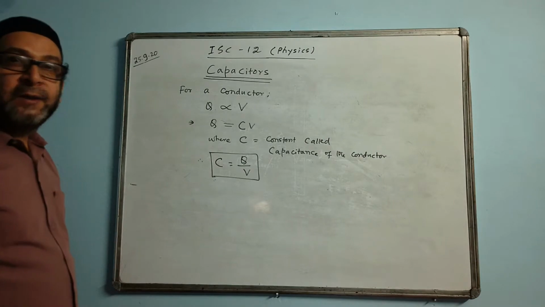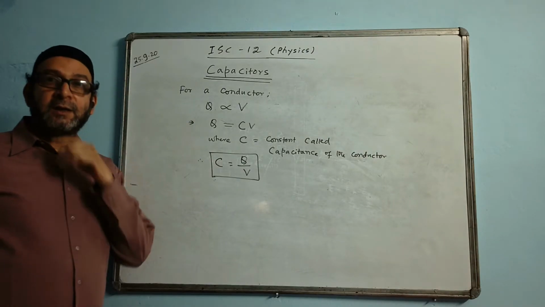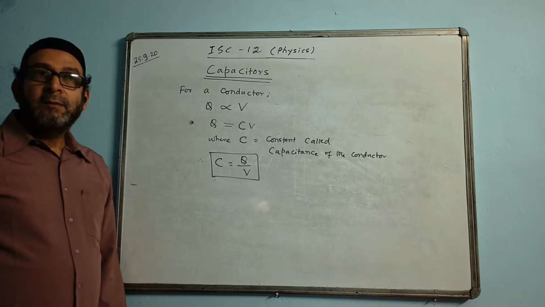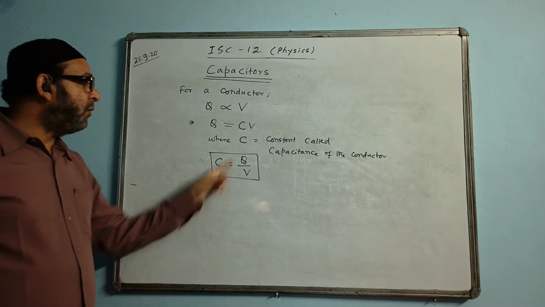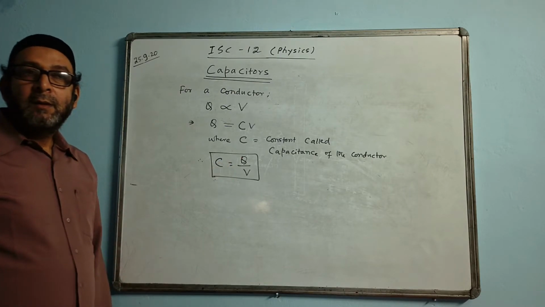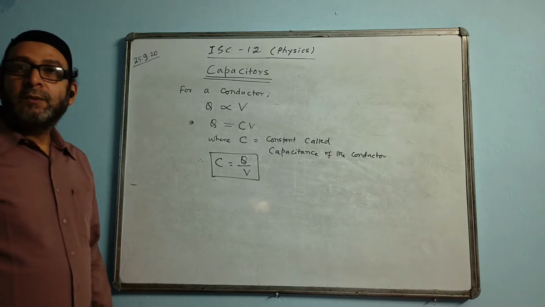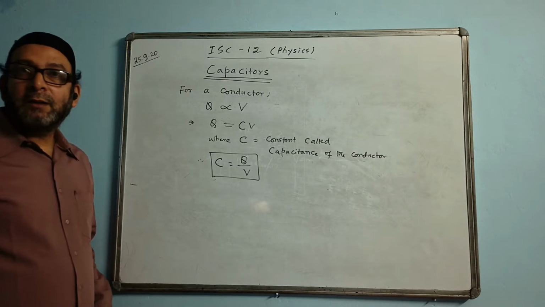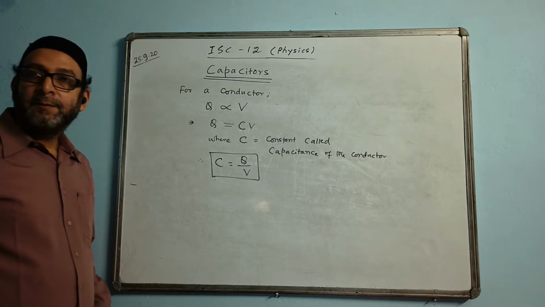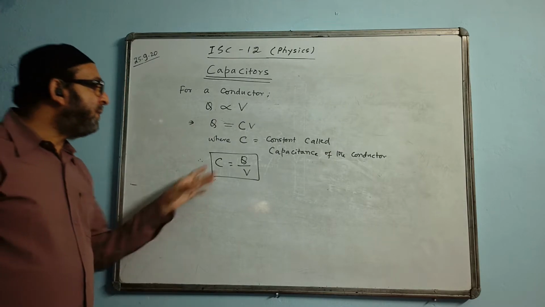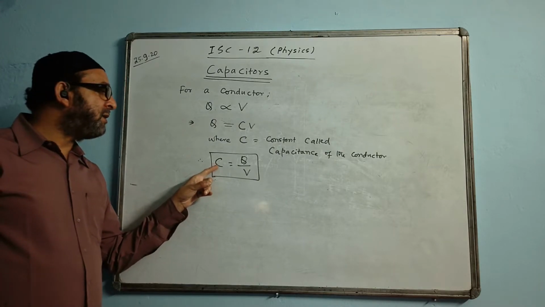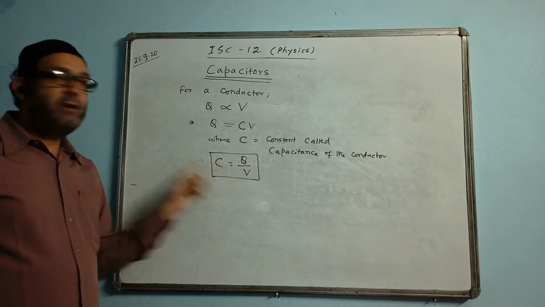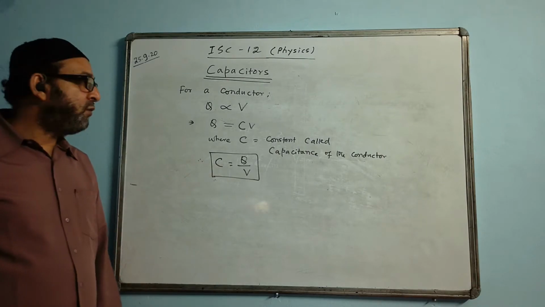If the question asks define capacitance, we write capacitance is the amount of charge to the potential of the conductor. So this becomes the formula of capacitance. Capacitance formula C is equal to Q by V, or we can write, cross multiplying, Q is equal to CV.